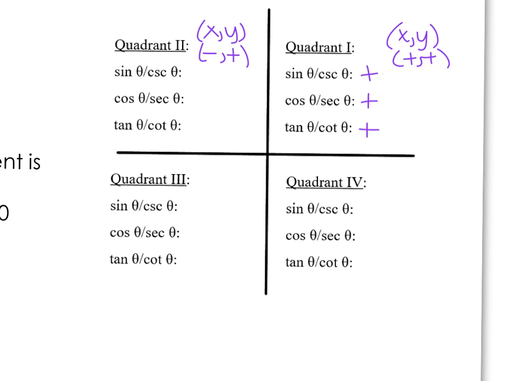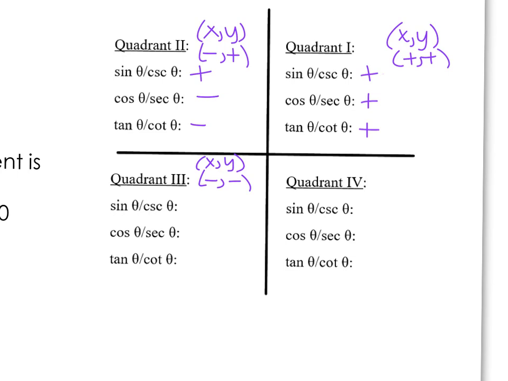But as we move into quadrant 2, notice you would count to the left on the x-axis and then up for y. Any function that has x in the formula has to be negative, but any function that has just y would stay positive. So notice in quadrant 2, sine and cosecant will be positive because that's y divided by r. Cosine and secant would be negative because they're related to x. And because tangent and cotangent have y and x in the definition, they stay negative as well.